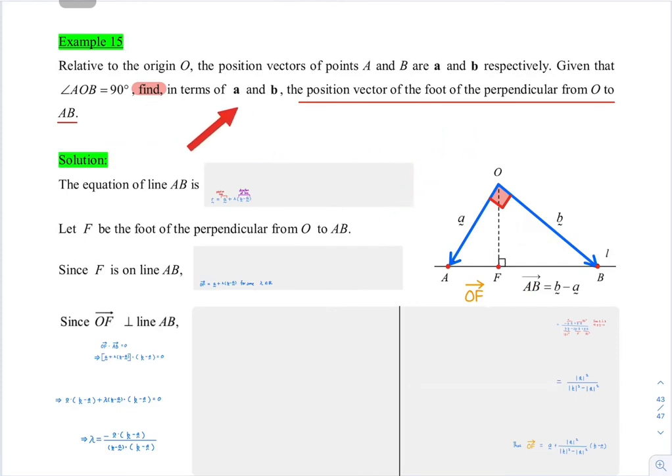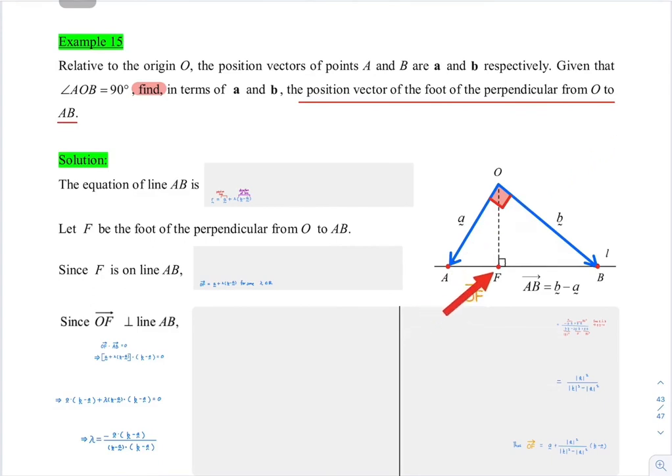Find, in terms of A and B, the position vector of the foot of the perpendicular from O to the line AB. So this is AB, which means we drop the foot of the perpendicular, and this is the foot of the perpendicular. We are supposed to find this point F according to the question, its position vector, so we are looking at OF. In this question we don't see any column vectors, so all the vectors are in terms of A and B. So same idea again.